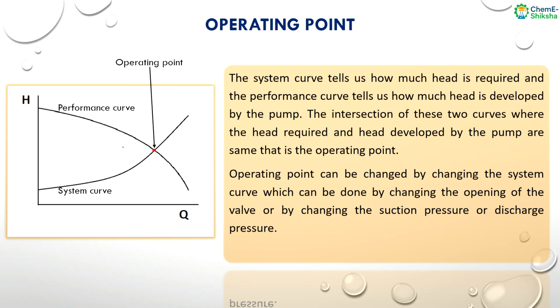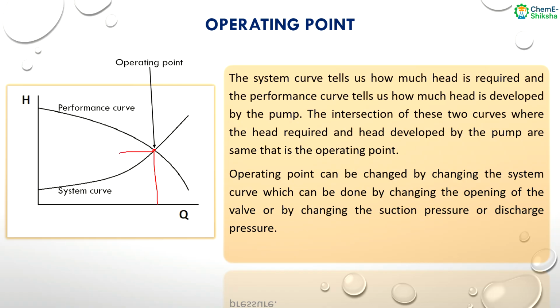That means this is the point where the head required in the system is exactly equal to the head developed by the pump. So that is the operating point. Now for this particular performance curve and system curve, this is the only possible operating point in the system. That means this is the only possible point where we can operate the pump, then only the head developed by the pump will be exactly equal to the head required, and the purpose of the pump will be solved.